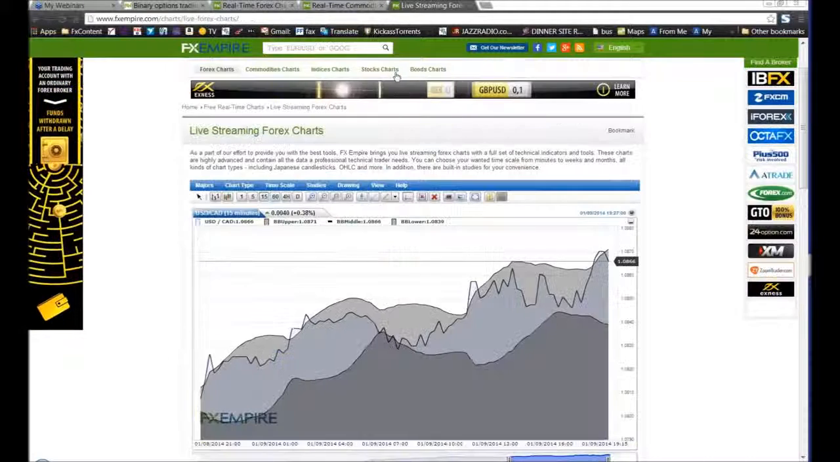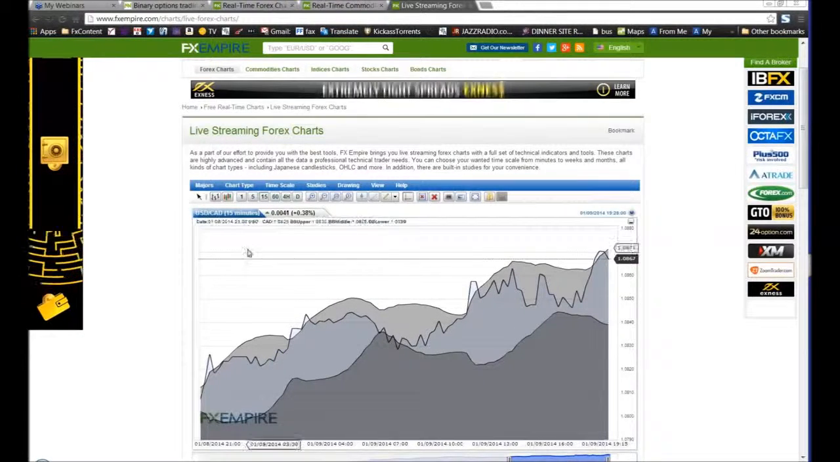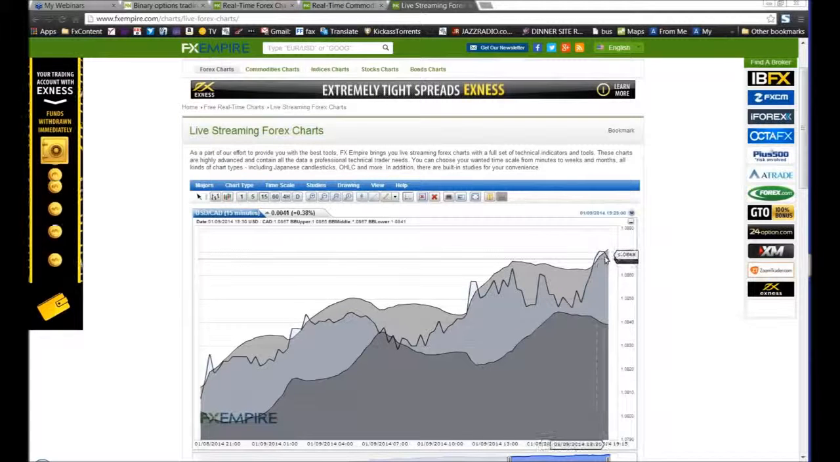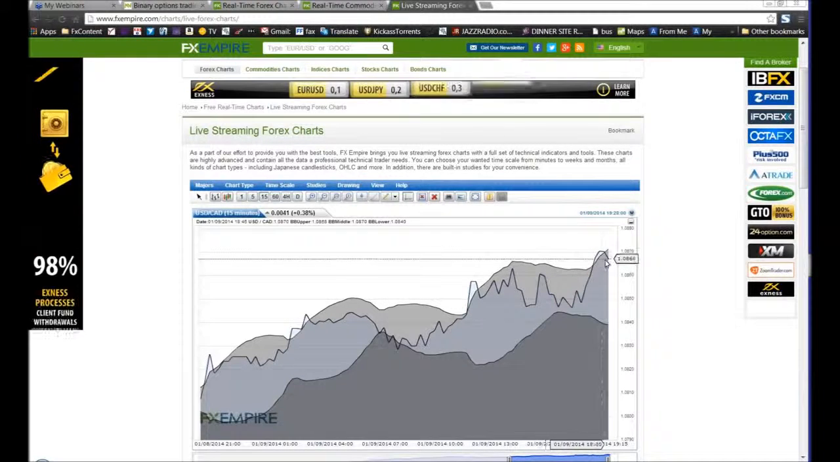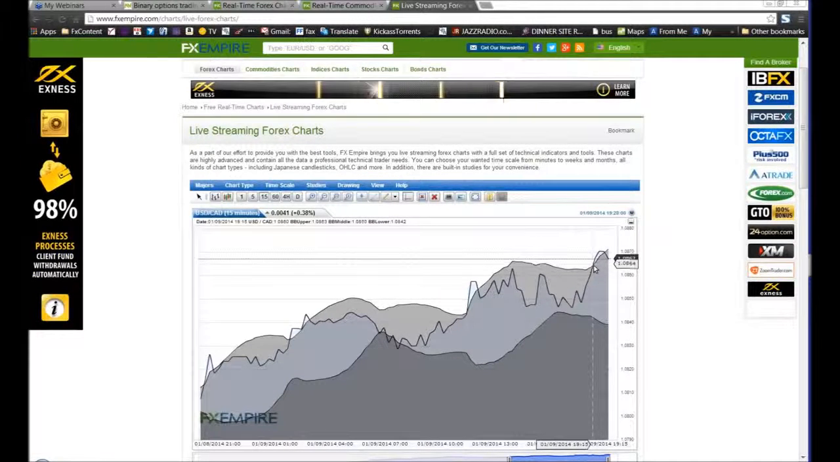If we're using the live streaming charts, I also have the Canadian dollar set up there. And this gives you a different depiction. It's pretty much the same. But you see here the Canadian dollar has actually, it did diverge out and then fell right back in. Okay.